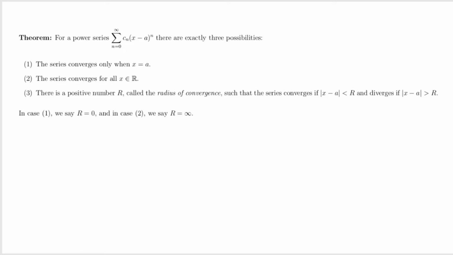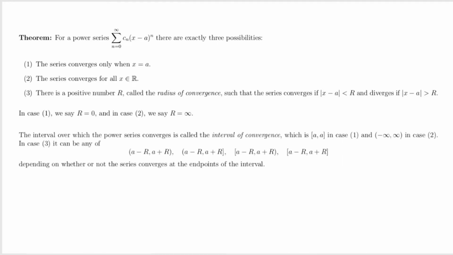It diverges otherwise, and who knows what happens at precisely the endpoints where the absolute value of x minus a is equal to r. And in the first case where it only converges at one particular number, we can say the radius of convergence is 0. And in the second case where it converges for all real numbers, we can say the radius of convergence is infinite. Otherwise, in this third case, there is some finite radius of convergence, r. In addition to the concept of the radius of convergence, we can also talk about something called the interval of convergence. That's the interval over which the power series converges.